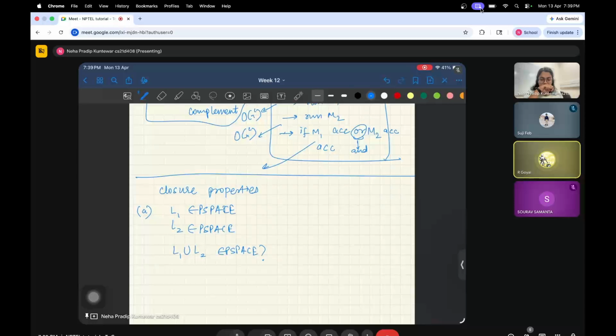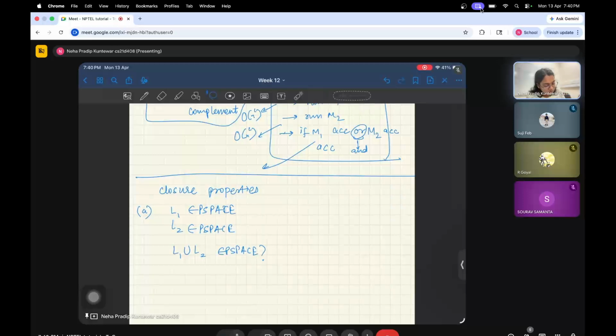L1 can be repeated any number of times, so this union would be an infinite union. If it is a finite union, then probably something can be said, but the trouble will occur because of the infinite union, I guess. So I'm not sure.